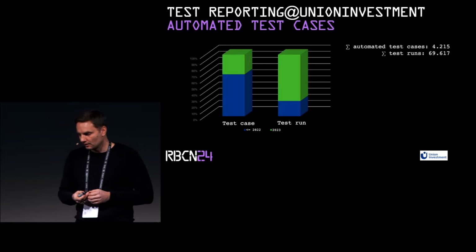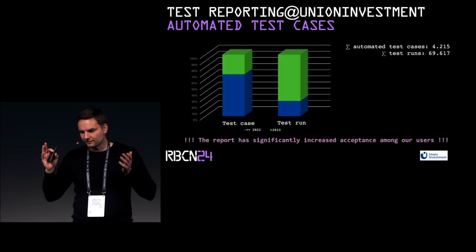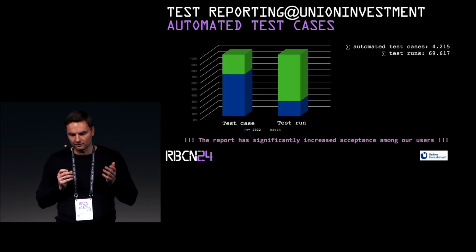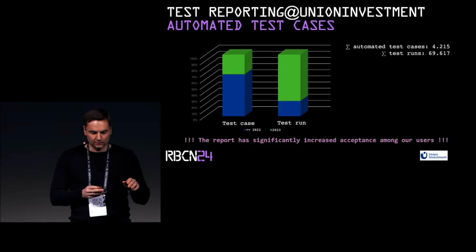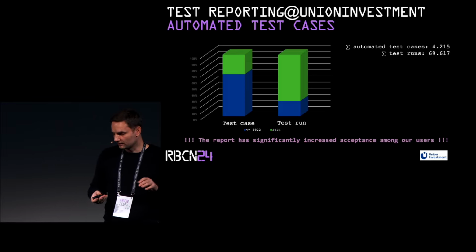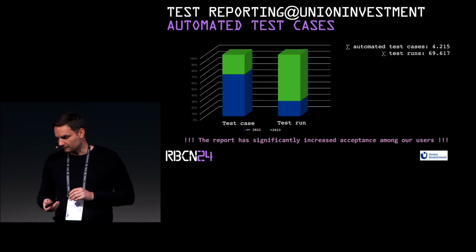Here you can see how many test cases we already have. So we're talking about more or less 4,000 tests and in between more than 70,000 runs. And if you take a look at the timestamps, in the last year we could increase enormously the number of executions. So the acceptance of the reporting is now there.